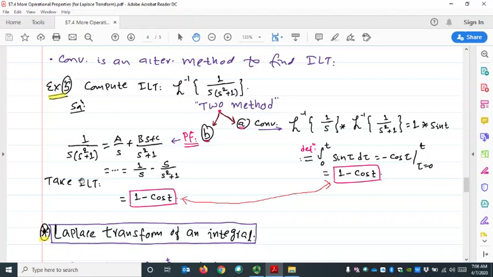So then take the inverse Laplace transform. So we got the same answer. Great. Let's move on.